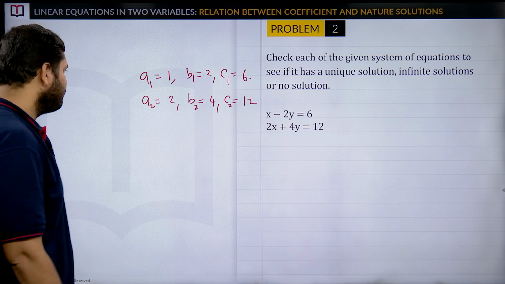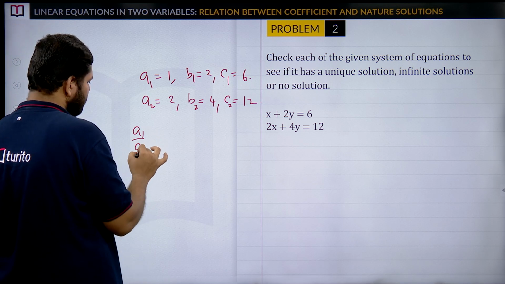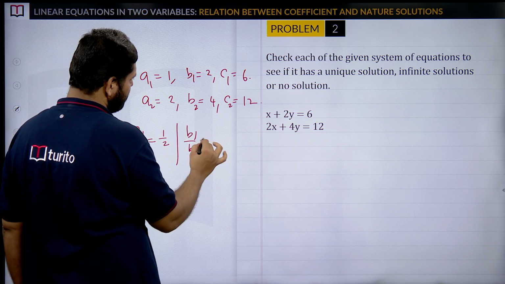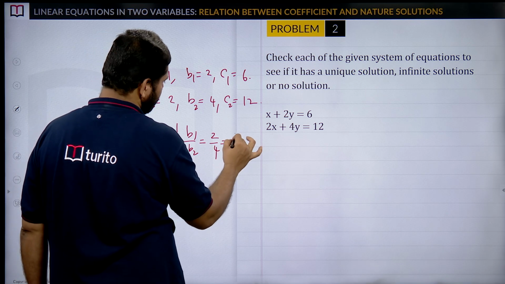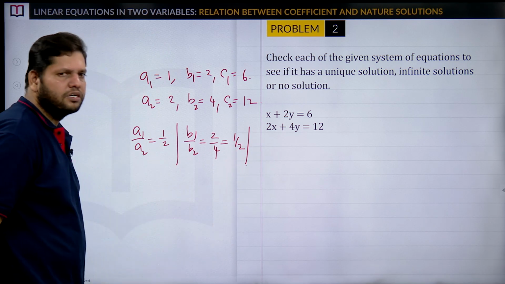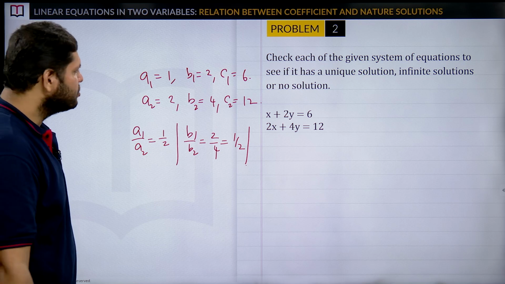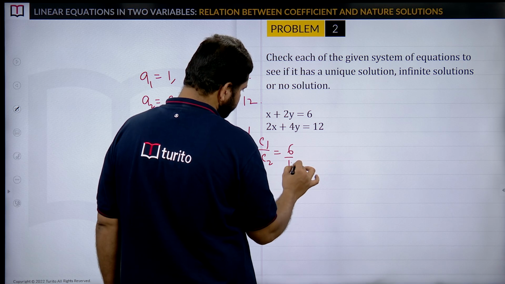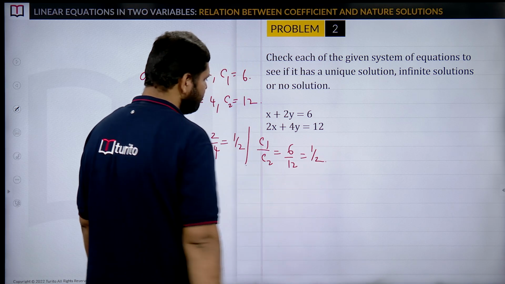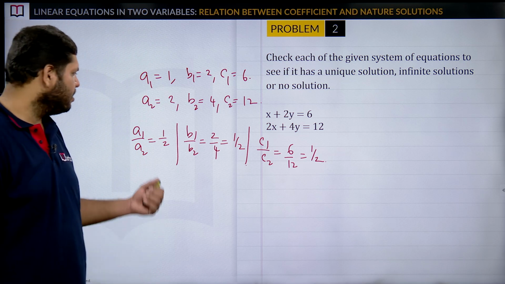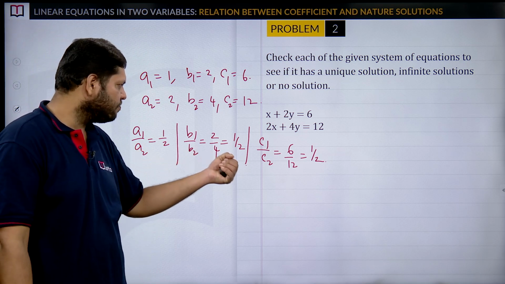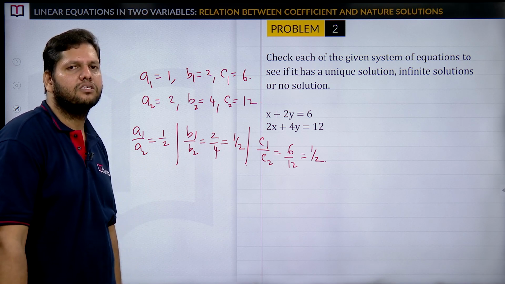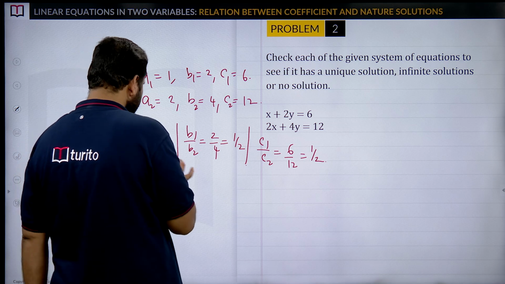Okay. Now, children, find out the ratio a1 by a2. So, I can say 1 by 2. Next, b1 by b2. So, that is 2 by 4, which is again 1 by 2. Isn't it, children? And next I am writing c1 by c2. So, this is 6 by 12, which again is 1 by 2. Children, I got a1 by a2 is 1 by 2, b1 by b2 also 1 by 2, c1 by c2 also 1 by 2. Clear, children? So, the three ratios are equal.